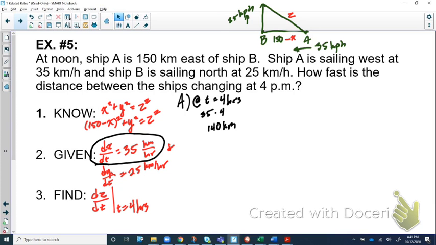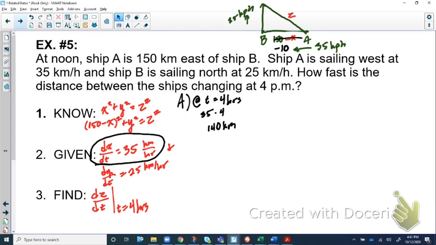So from where they started at 12 o'clock to where they're at 4 o'clock, they have gone 140 kilometers, meaning they only have 10 kilometers left. Again, the distance from A to B as A goes to the left or west is decreasing. That's why I'm keeping it as a negative number. If it's traveled 140 kilometers when it was originally 150 kilometers away, there's only 10 kilometers left before ship A gets to where ship B started.